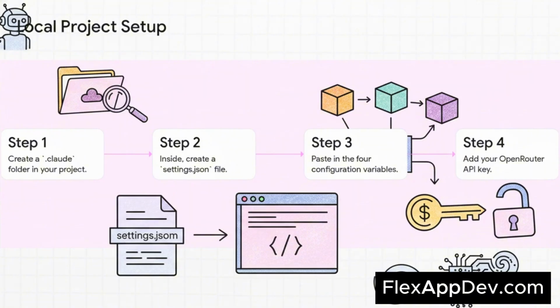Okay, so if you just want to try this out for a simple project, the setup is super simple. First, in your project folder, make a new folder and call it .claude. Inside that folder, create a file named settings.json. Then you just paste in those 4 configuration variables, pop in your OpenRouter API key, and you're good to go.